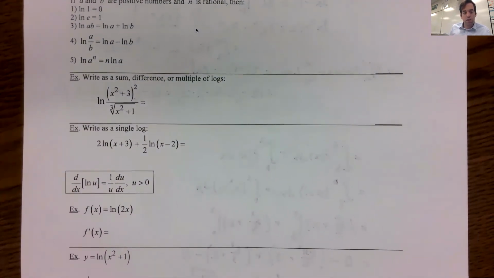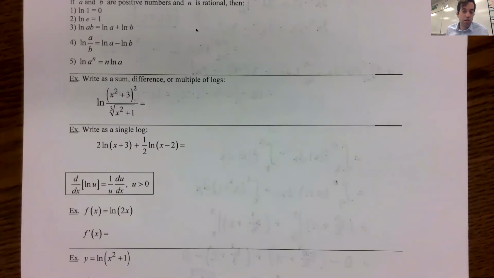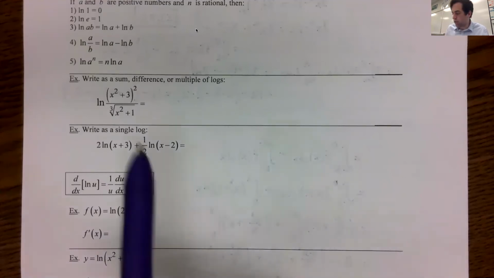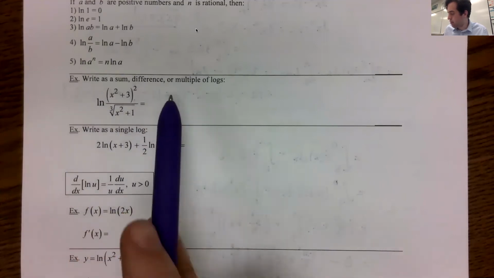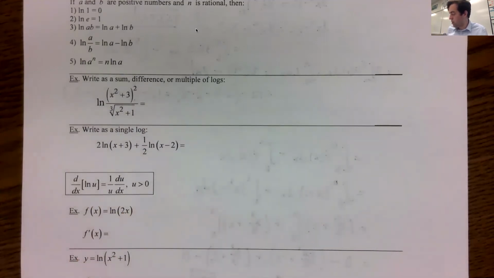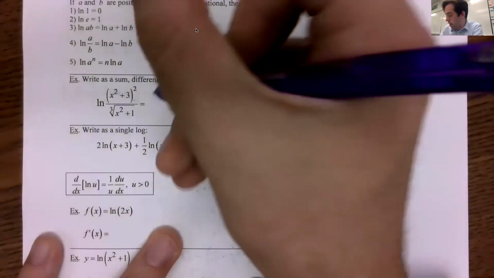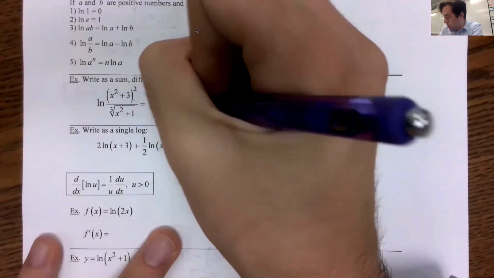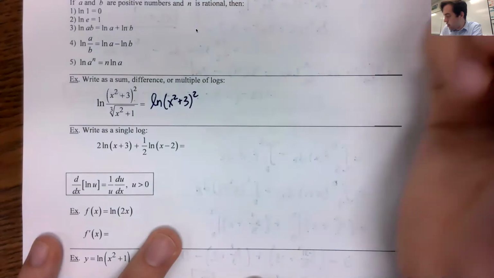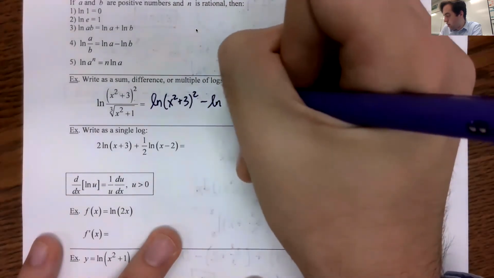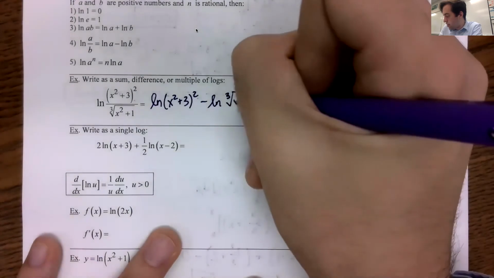So the first part is just a review from pre-calc and potentially even from algebra 2 of how you expand and condense logarithms, specifically natural logs, which are called ln. So for this first one, write as a sum, difference, or multiple of log. The first thing I see here is that we have division. So I'm going to separate this into two natural logs that are subtracted. So this will be natural log of x squared plus 3 squared minus the natural log of the cube root of x squared plus 1.